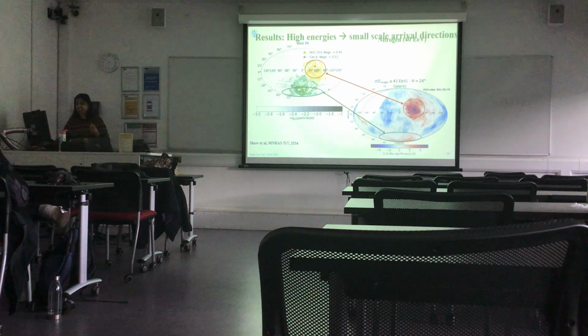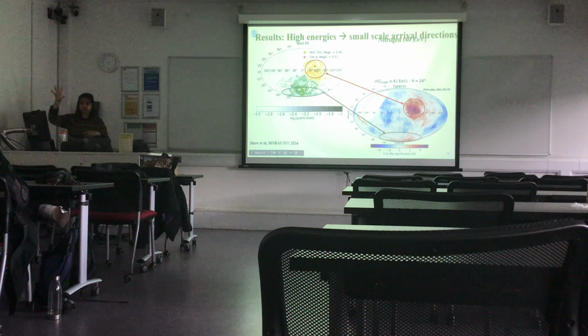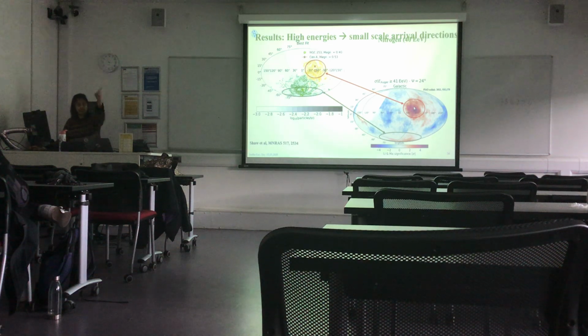What you're seeing here is this Li-Ma significance, which is basically telling you the flux. These red regions are the 2 hotspots that we are observing, and in one of these hotspots sits an active galactic nucleus in that direction, called Centaurus A. And in the bottom here is a starburst galaxy, which is called NGC 253.